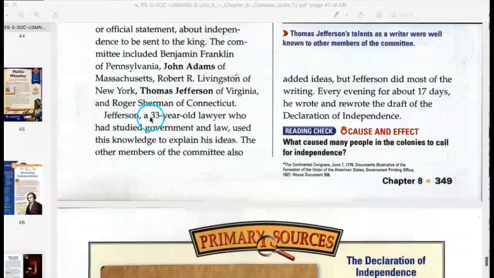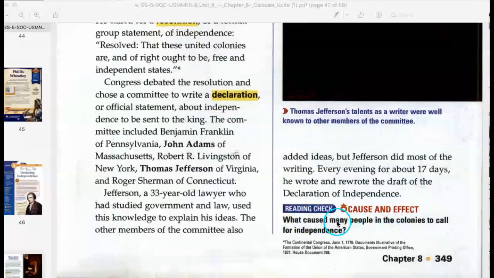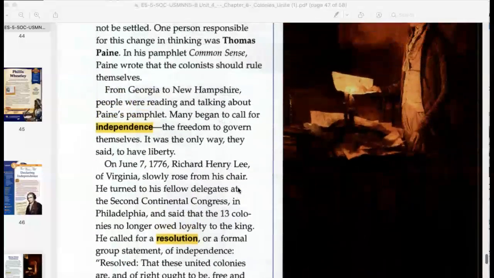Thomas Jefferson, a 33-year-old lawyer who had studied government and law, used this knowledge to explain his ideas. The other members of the committee also added ideas, but Jefferson did most of the writing. Every evening for about 17 days, he wrote and rewrote the draft of the Declaration of Independence. What caused many people in the colonies to call for independence?